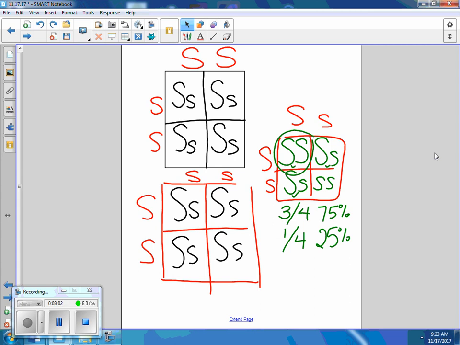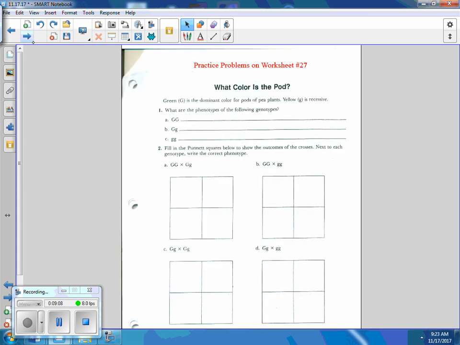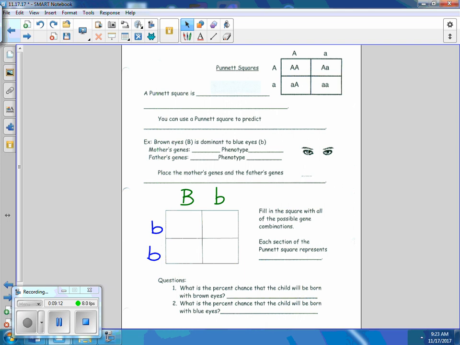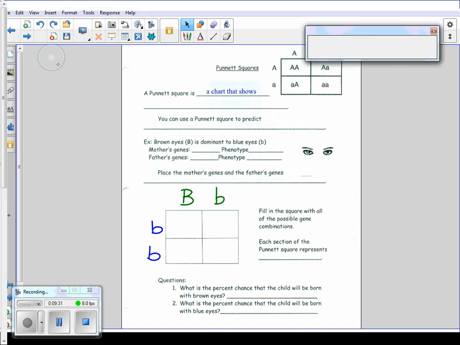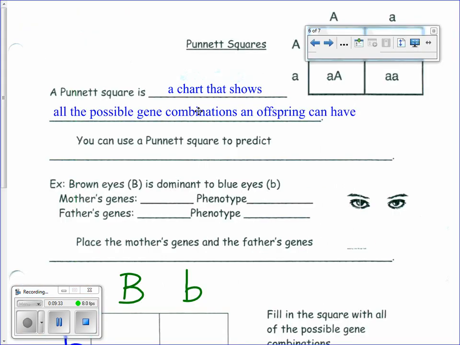This page. Page 4. Go to page 4, please, in your notes. You used a square called a Punnett square. A Punnett square is made with 4 boxes. This is also a type of diagram. So we're going to call this diagram, yellow notes, please, a chart. So a Punnett square is a chart. And this chart is going to show all the possible outcomes of your offspring.